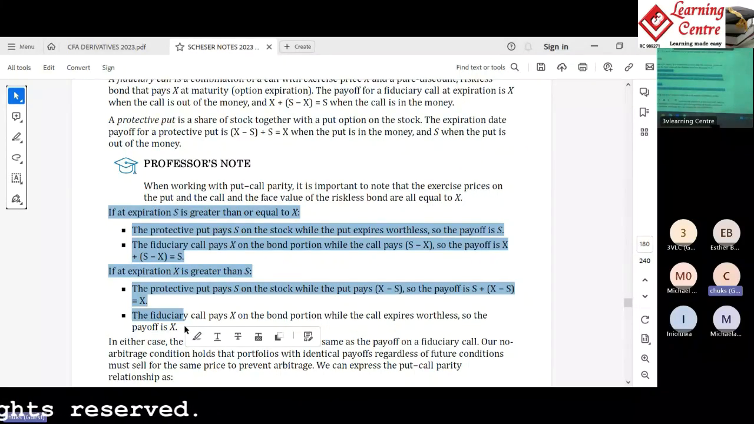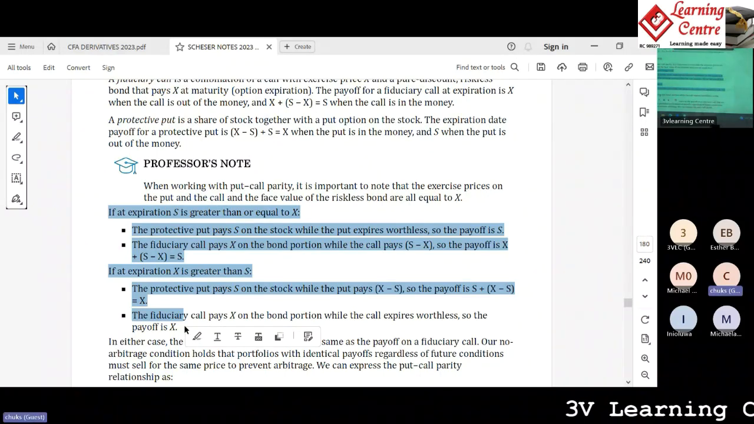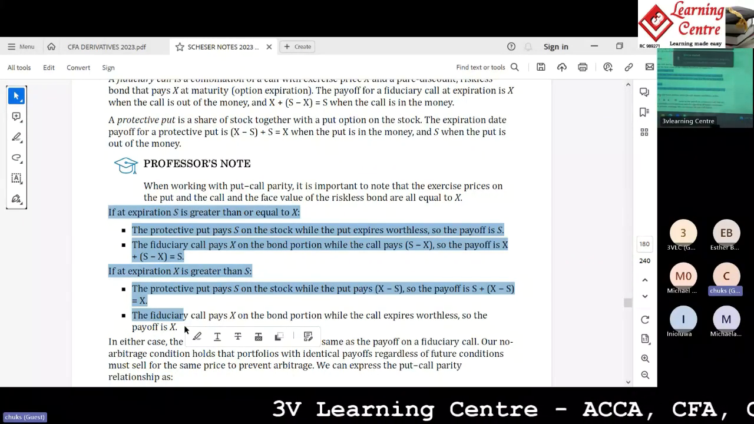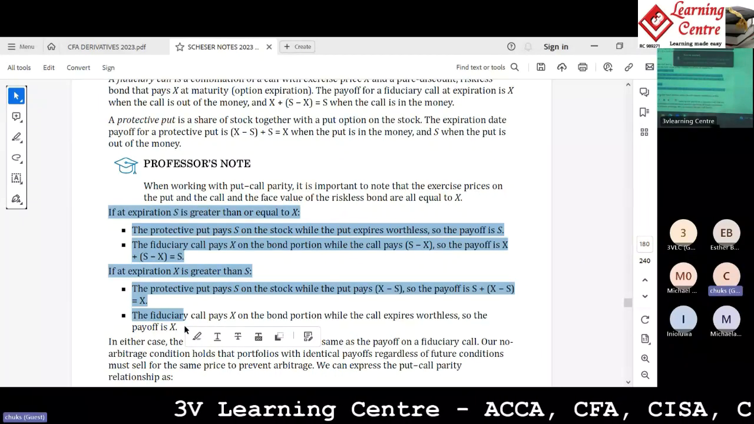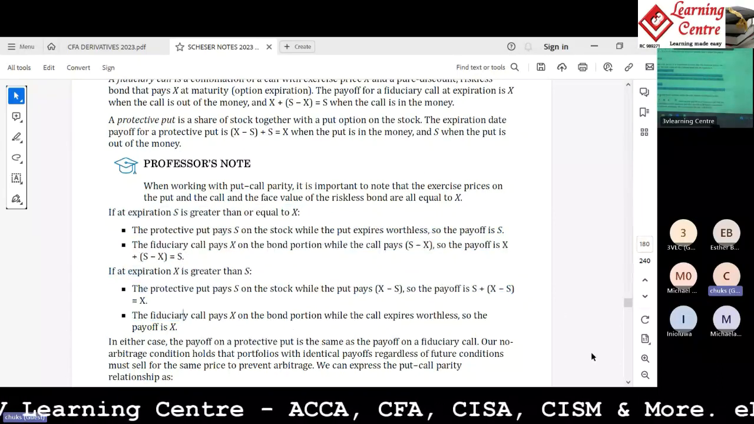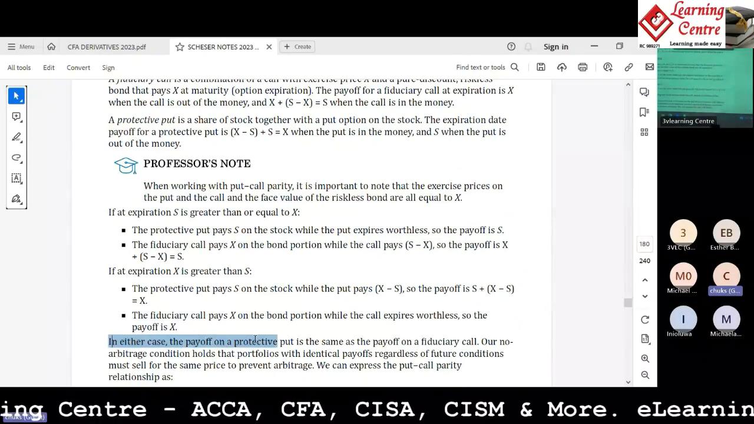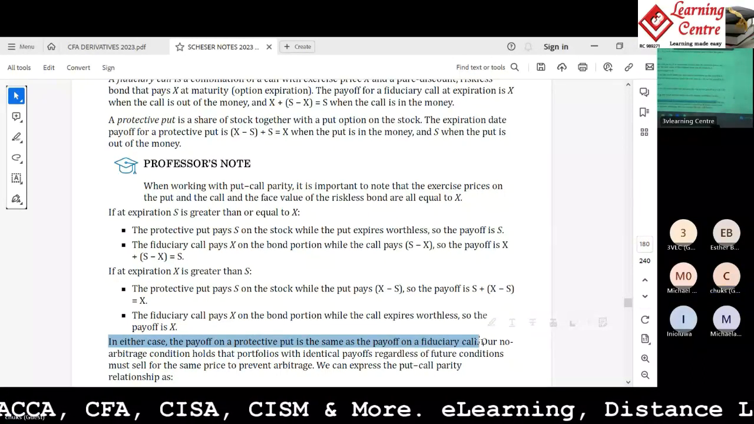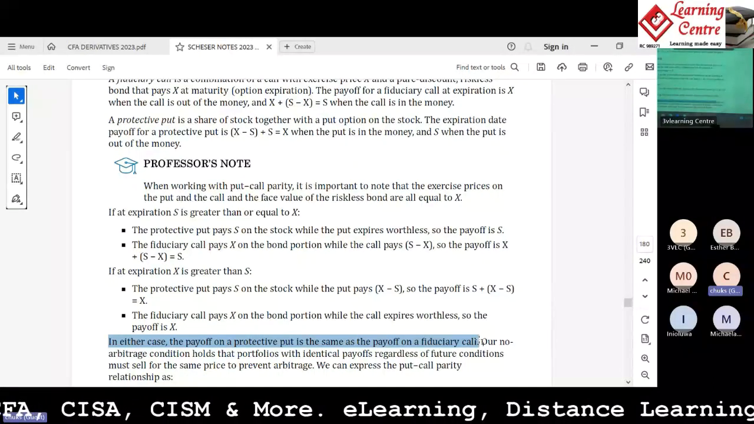This is the example we gave the other time. If you remember our example of $35 and $43, where we said we are having a short call and a long call. The long call is the person buying the call. The short call is the person selling the call. And then we said long put and short put. Basically, the same relationship. That's what this is saying. In either case, the payoff on a protective put is the same as the payoff on a fiduciary call, which we have said before, because there are two sides to the equation.